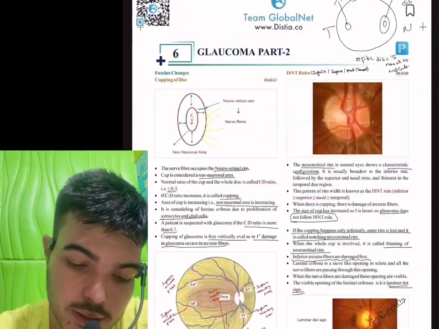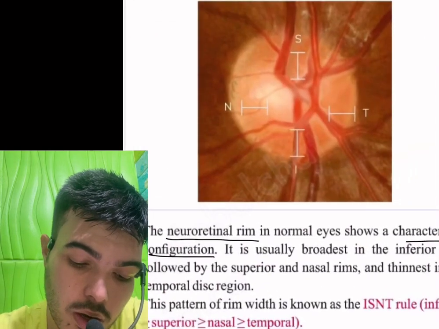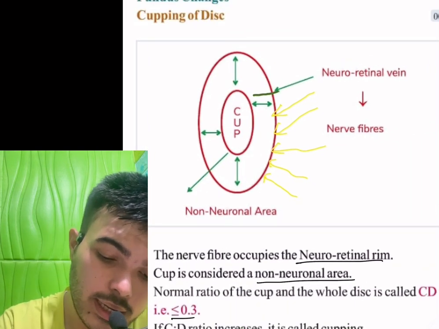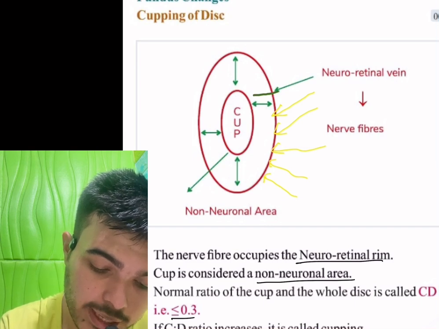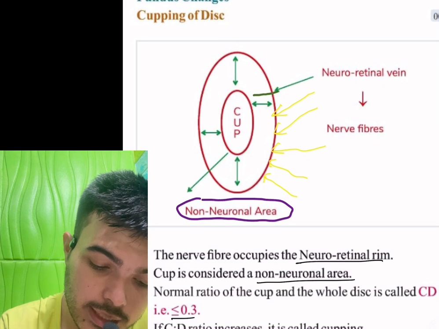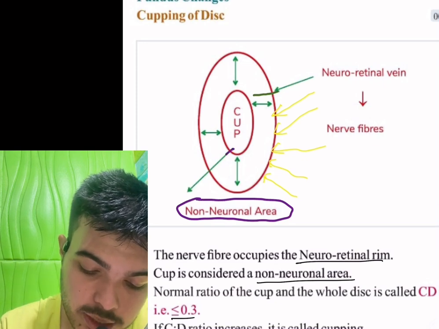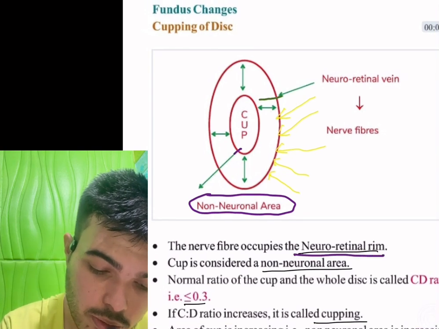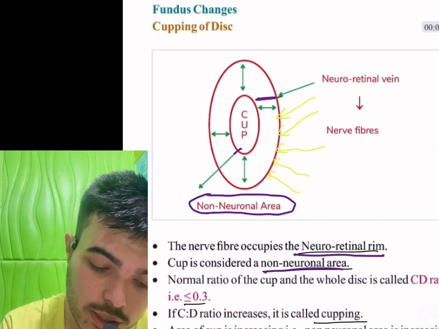So you can see here how beautifully we are looking at the discs, right? You can see that this is the cup, and this area is a non-neuronal area. The cup area is the non-neuronal area. And this area which is shown here is actually the neuroretinal rim. The nerve fiber occupies the neuroretinal rim. So the neuroretinal rim means all this area, from here to here. The cup is considered a non-neural area.